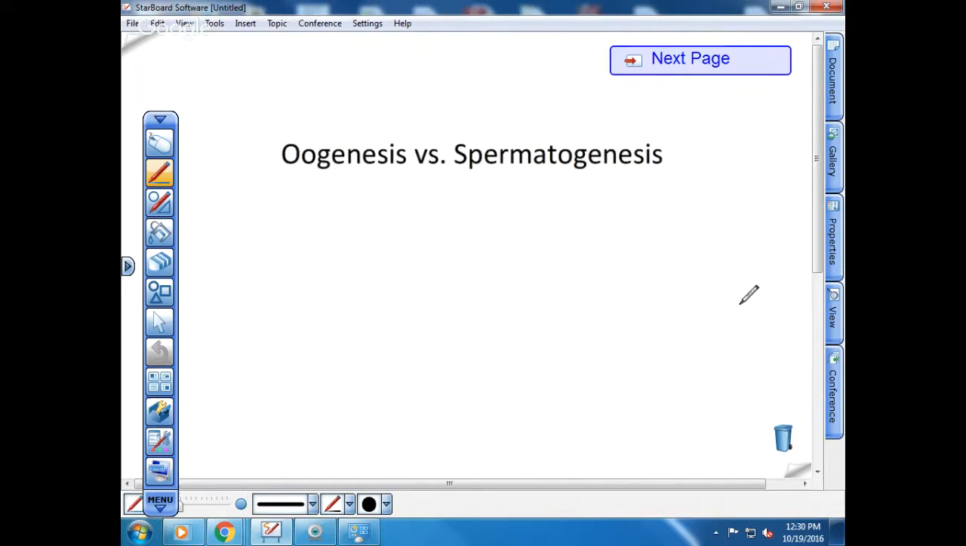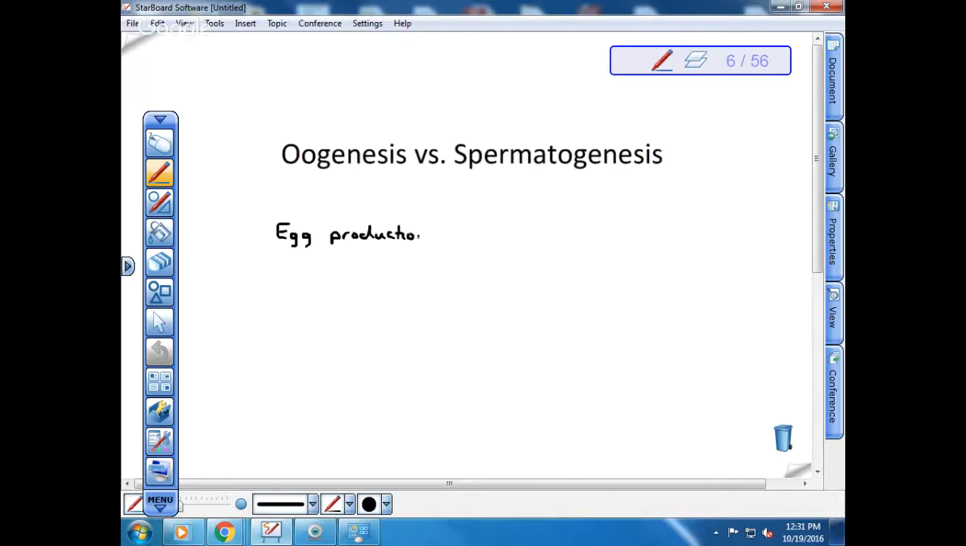Okay, so there is a difference between the production of the egg and the production of the sperm. And the whole difference, they believe, is based upon the fact that the egg needs to have all of the nutrients provided to it that the developing embryo is going to need early on before it gets nutrients from another source, okay? So oogenesis is egg production.